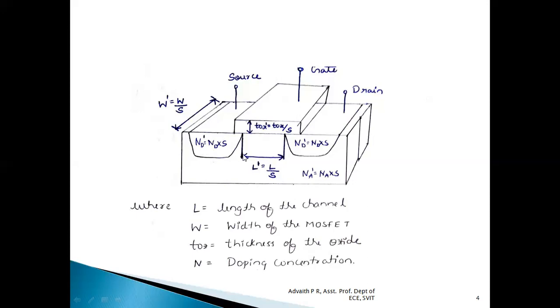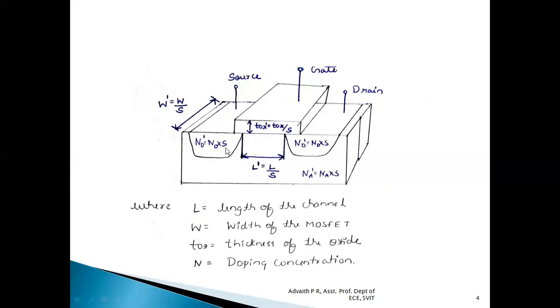Similarly, the doping level concentrations will also change. With respect to the substrate, the new doping level concentration will be equal to Na into S. With respect to source as well as drain, the new doping level concentration will be equal to Nd into S. Here, for doping level concentration, the scaling factor will be multiplied. As the size, thickness, length, and width are getting reduced by a scaling factor S, more dopants should be added so that the device operates properly.